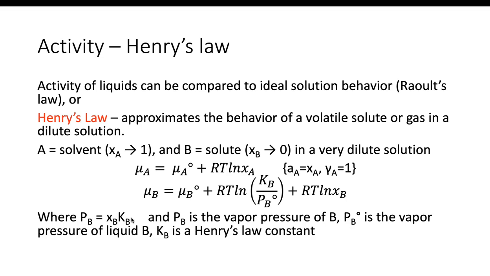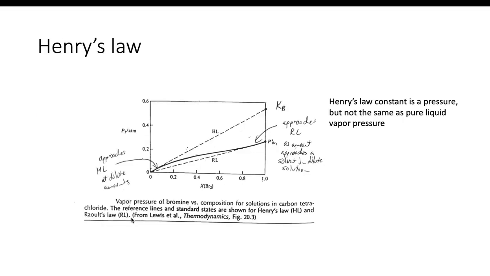Where does this apply? Let's look at a plot. Here we have the vapor pressure of bromine, going from x = 0 to 1, and actually it's in carbon tetrachloride. In the low region, our bromine is a solute in a very dilute solution. You can see the Henry's law extrapolation to the Henry's law constant. There are tables of these we can look up. It's typically a pressure, but it is not the same as the pure liquid vapor pressure, because the pure liquid vapor pressure is the comparison for Raoult's law.